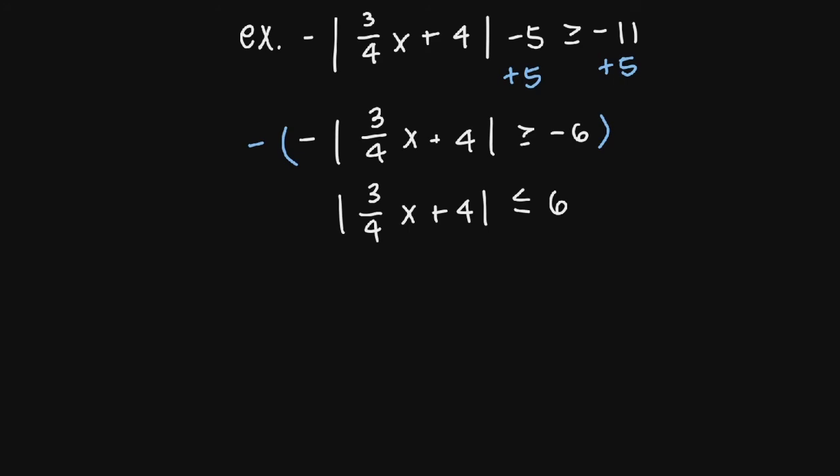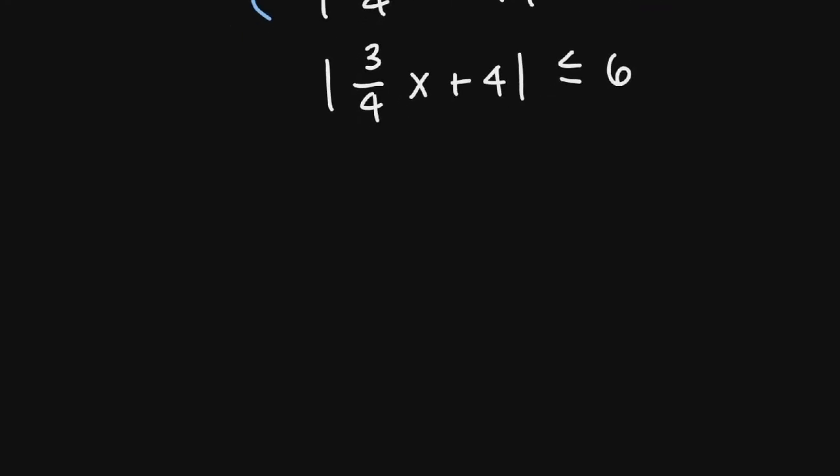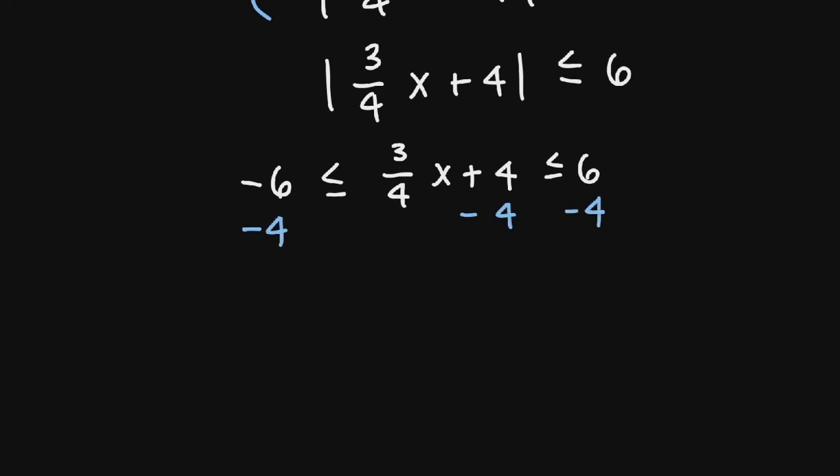Okay, so since this is a less than, this is going to be an "and" inequality again. So we'll have negative 6 is less than or equal to 3 over 4x plus 4, which is less than or equal to 6. And then we want to isolate x, so we have to subtract 4 on all the sides. So negative 10 is less than or equal to 3 over 4x, which is less than or equal to 2.